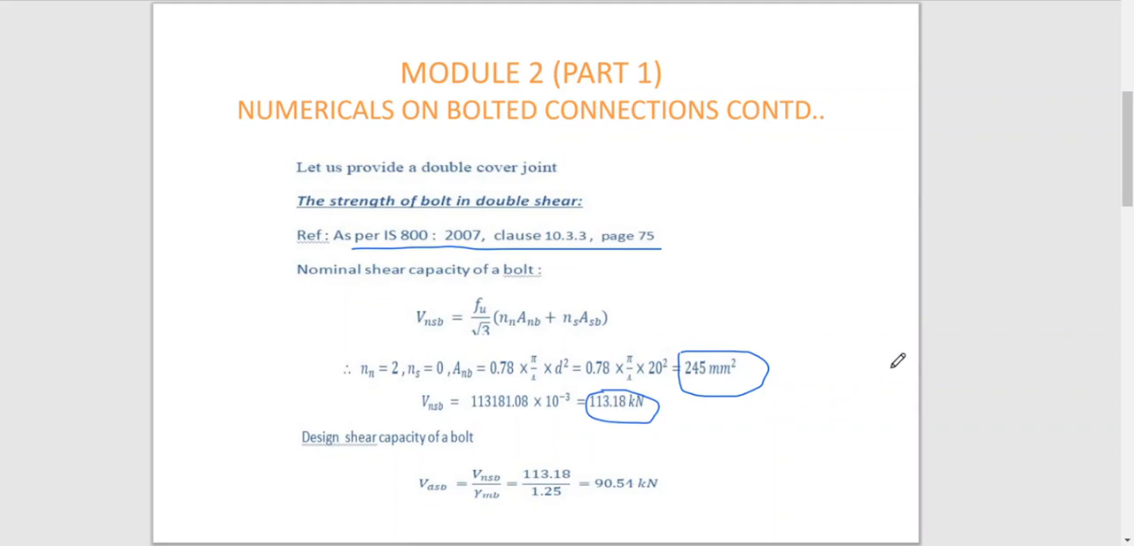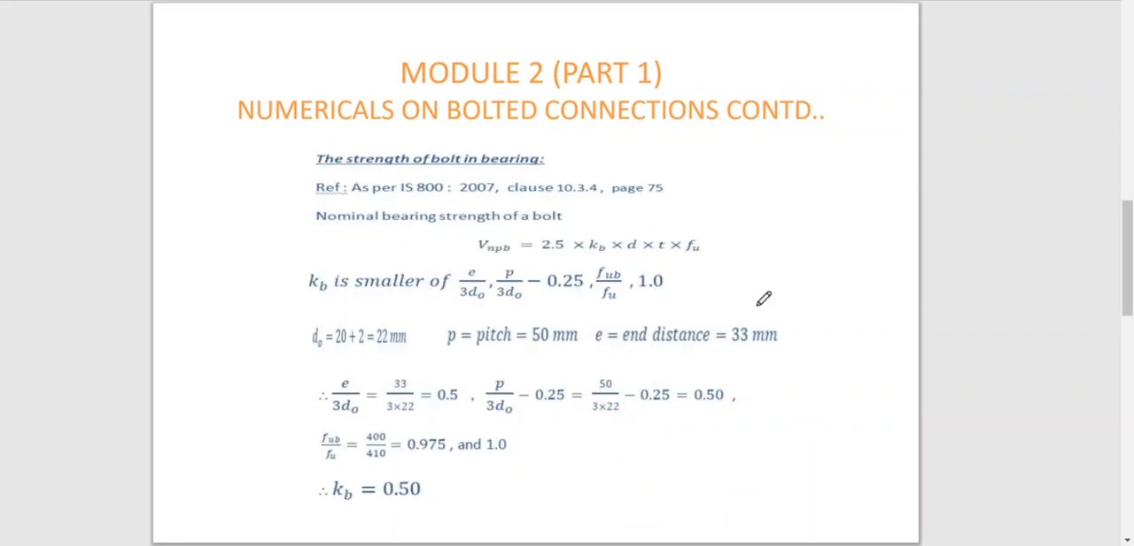The next step is to make it the design shear capacity of a bolt by dividing by the factor of safety. We will get 90.54 kN. So we get 90.54 as the design shear capacity of a bolt in double shear. The next step is to calculate the strength of the bolt in bearing.